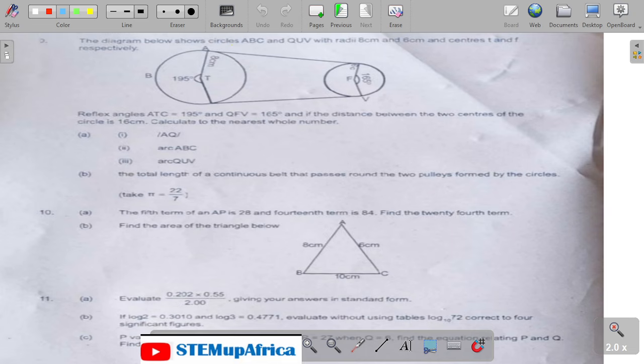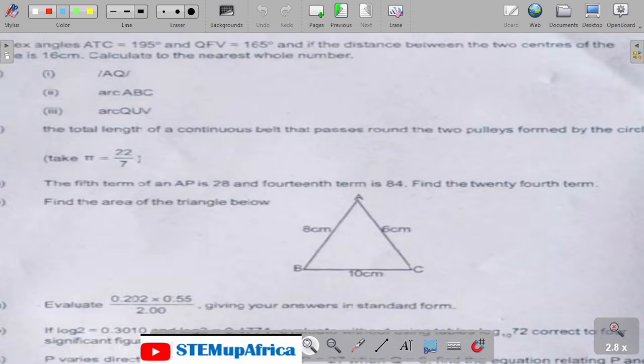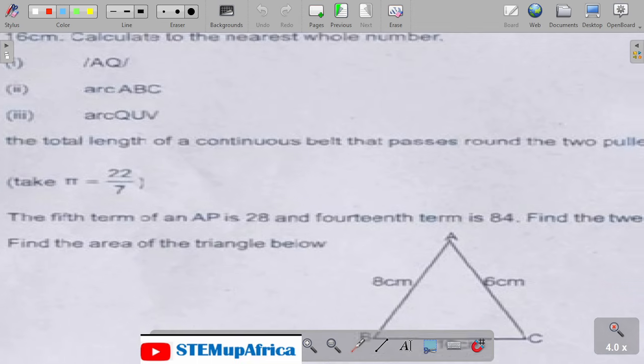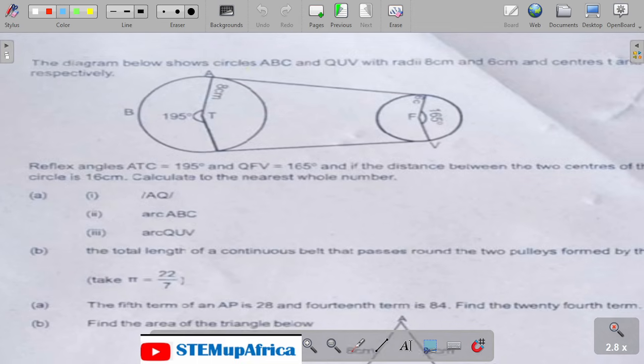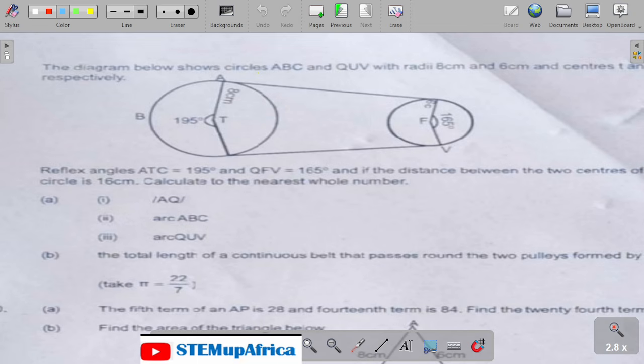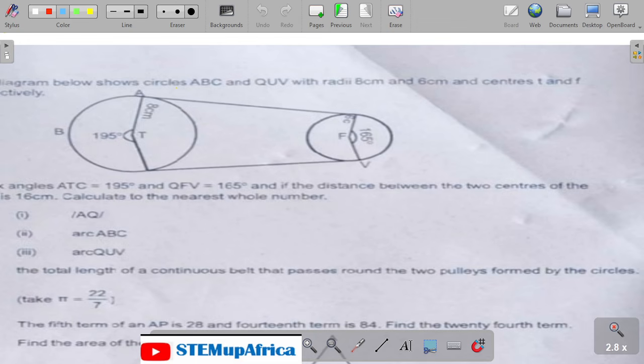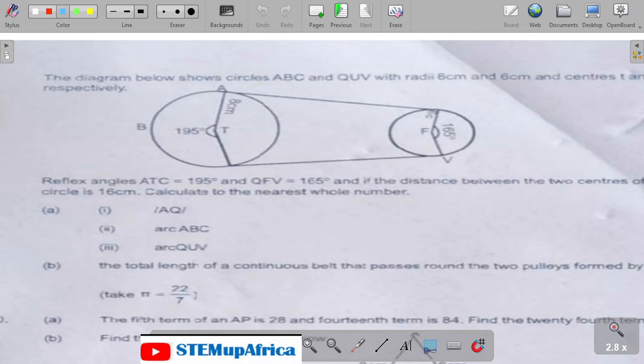Yes. So we have, the diagram shows two circles ABC and QUV with radii 8 and 6 cm at the center, small t and center, small f. That is true. It said if ATC is 195, so definitely here should be my C.